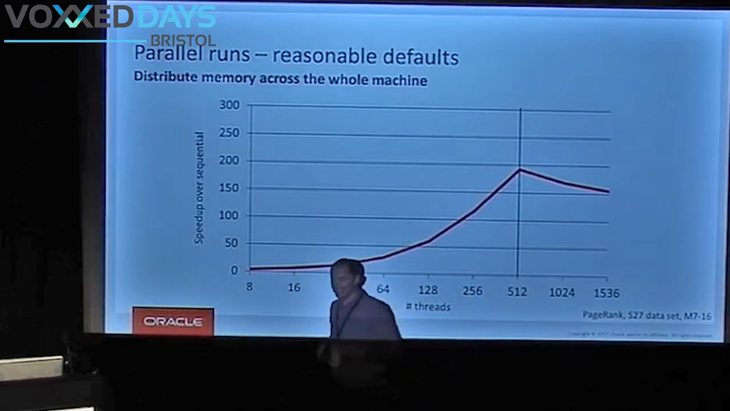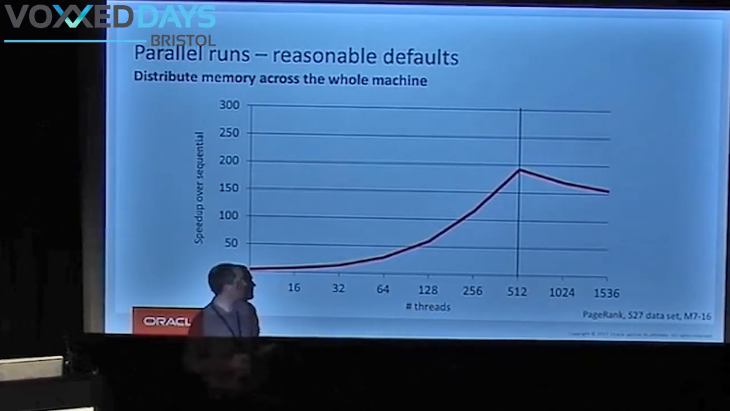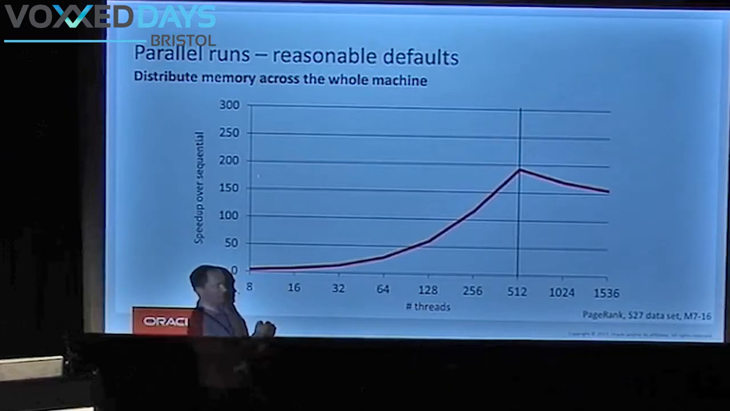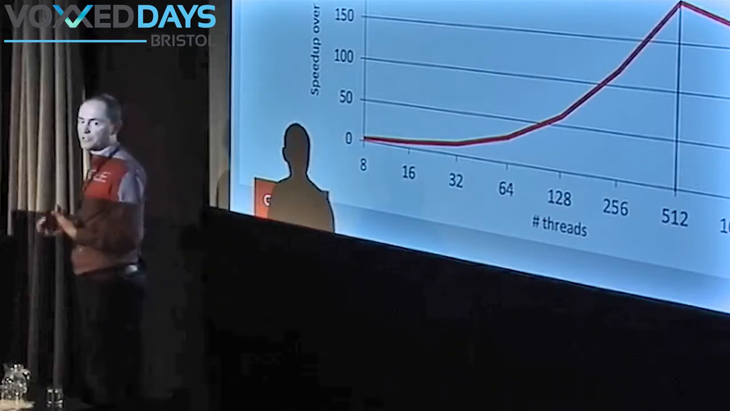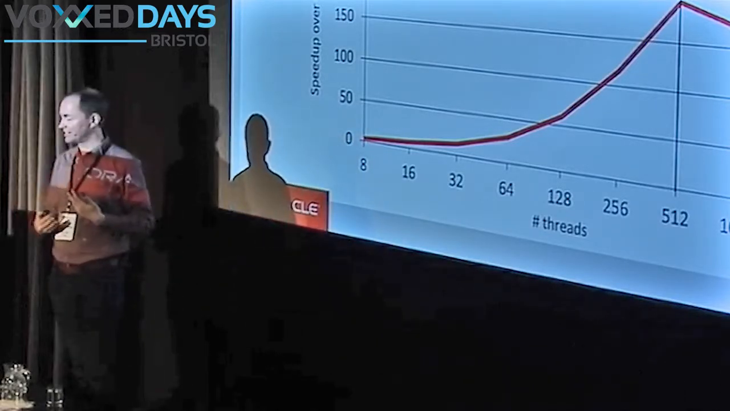So you can see we didn't get the scaling I'd initially hoped for up to 512. We're only seeing about 200-fold speed up. And we're getting absolutely no benefit from the extra hardware threads that we'd been hoping would let us mask some of the access latencies.